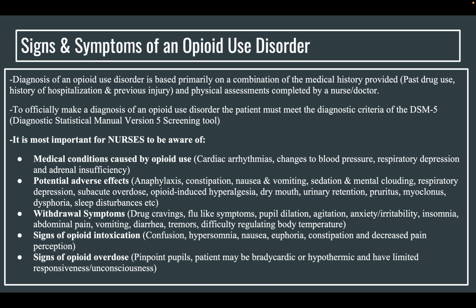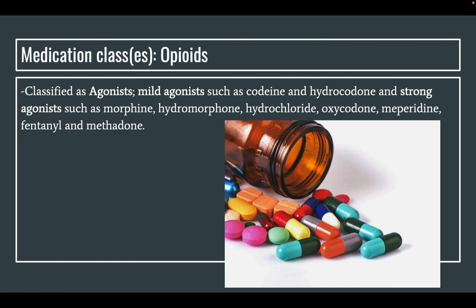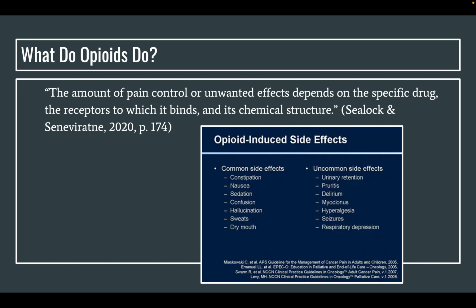As you can see, Lisa added a bunch of info on specific things to look for, and symptoms and signs as well. So, medication classes, opioids. They are classified as agonists: mild agonists such as codeine and hydrocodone, and strong agonists such as morphine, hydromorphone hydrochloride, oxycodone, meperidine, fentanyl, and methadone.